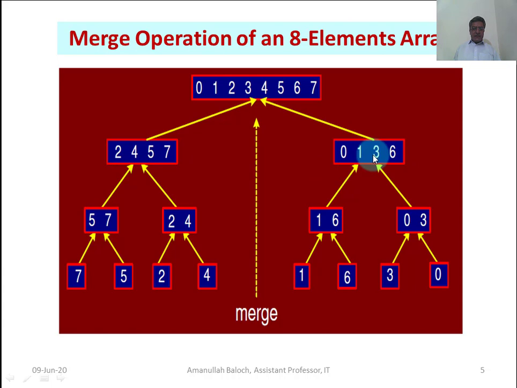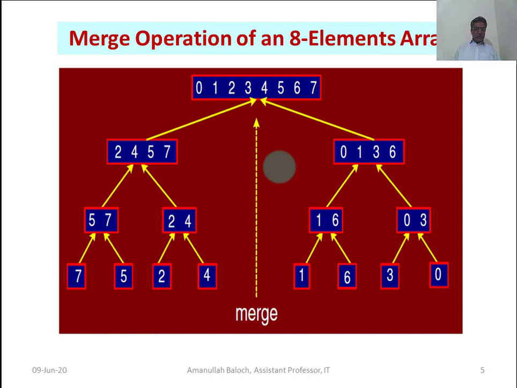We will merge them into an 8-element array, and now this 8-element array is in sorted form. There are 8 elements in the array, but all the elements are in ascending order, or sorted order. This second level and first level operation, we will revise in the next few slides again.